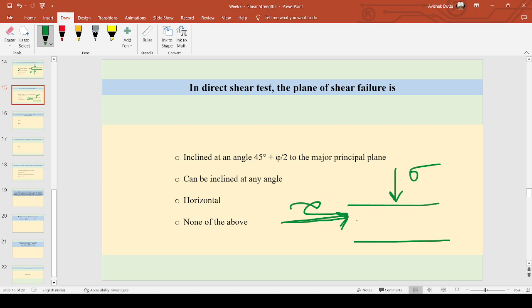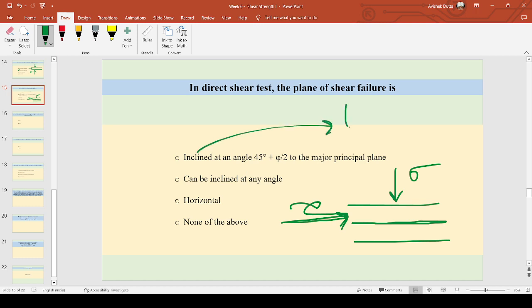The soil will essentially fail in a plane which is parallel to the direction of the applied shear stress or the shear force. Then we can say that the failure plane will be essentially horizontal. The failure plane is actually predetermined in the case of a direct shear test, which is unlike the condition in the triaxial shear test. In triaxial shear test, the failure plane is inclined at an angle of 45 plus phi by 2.